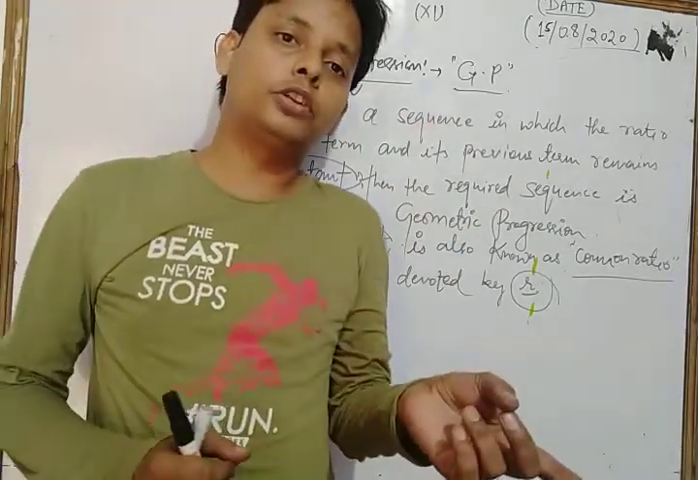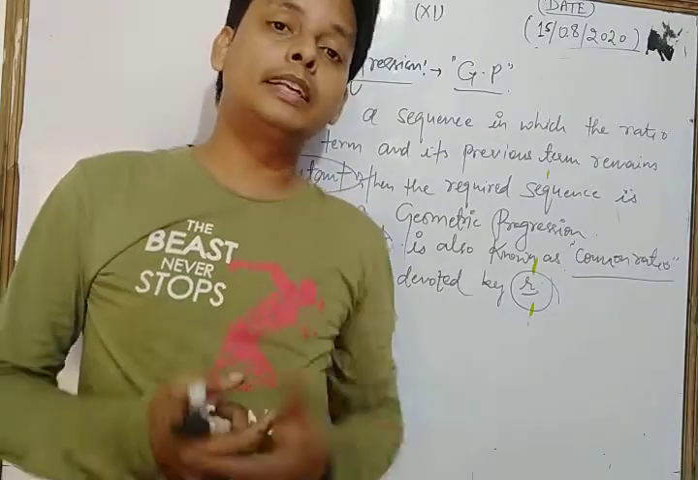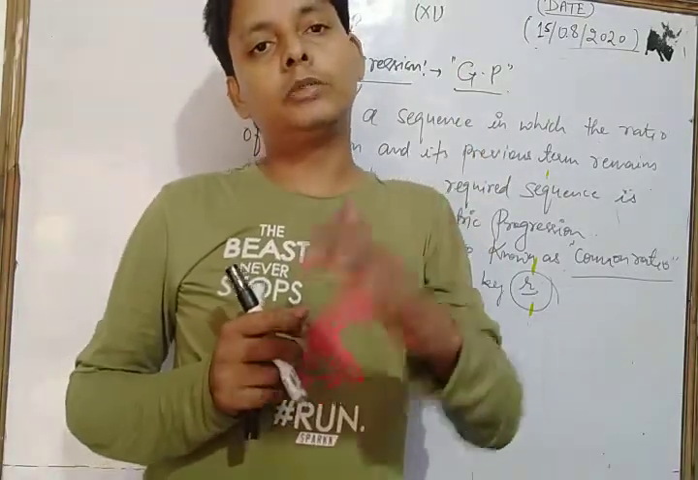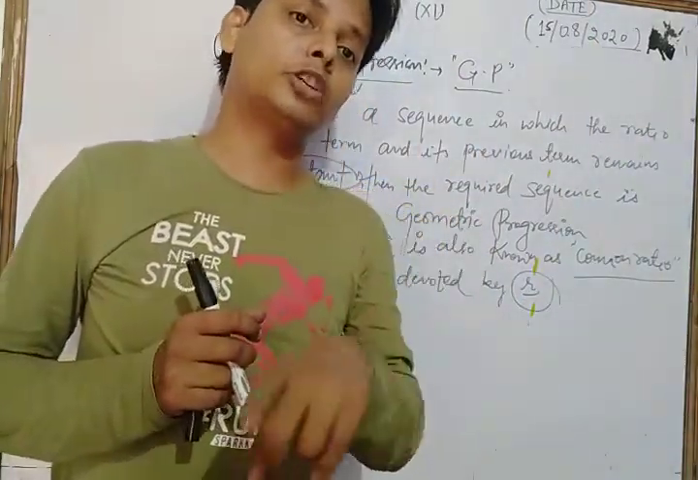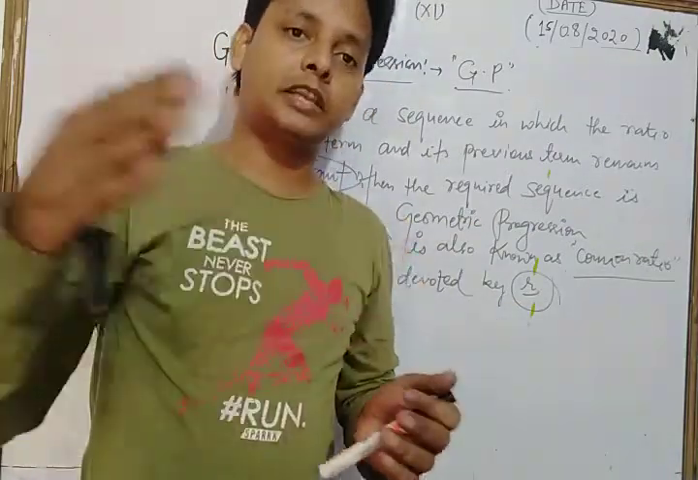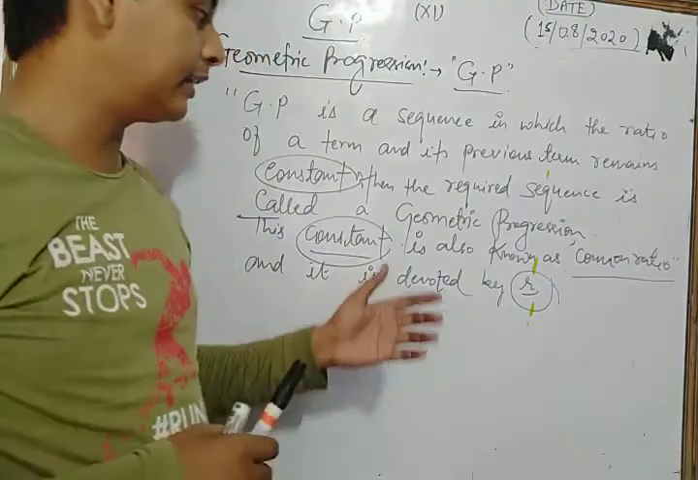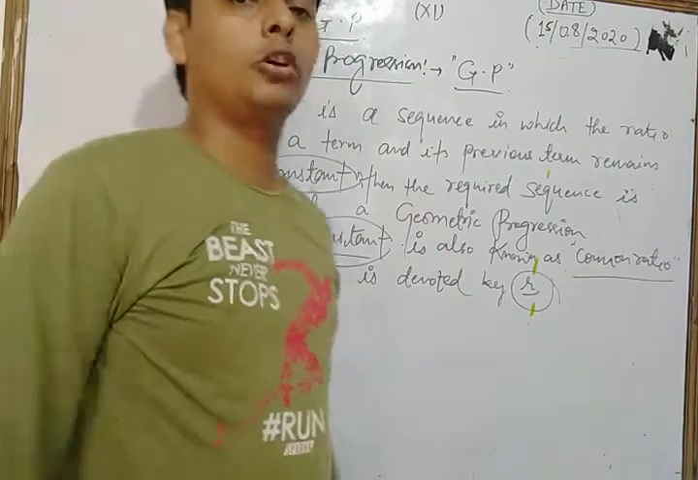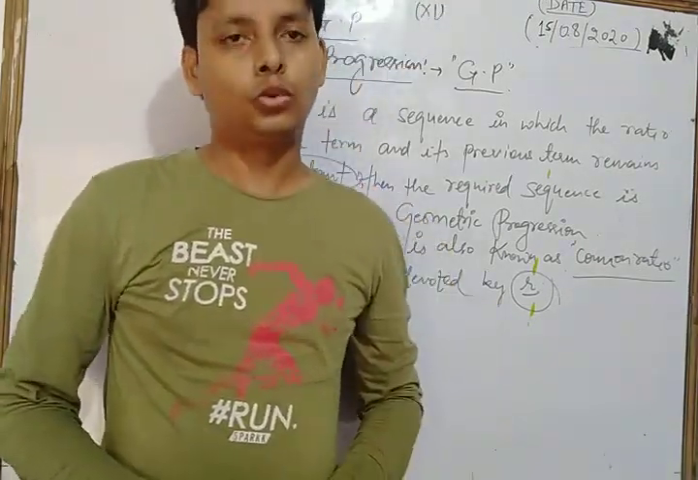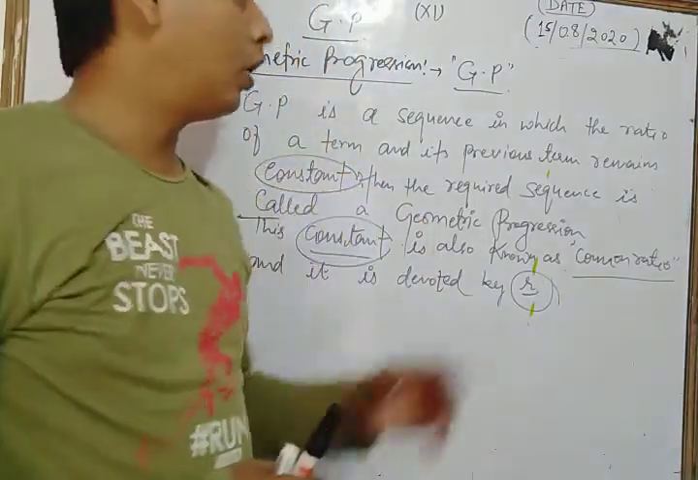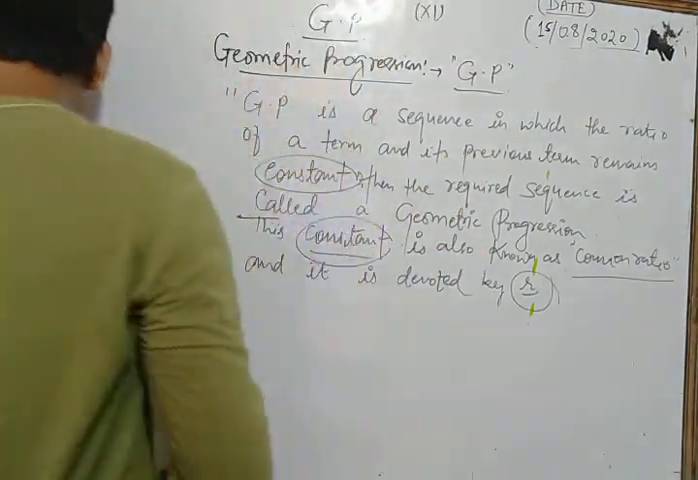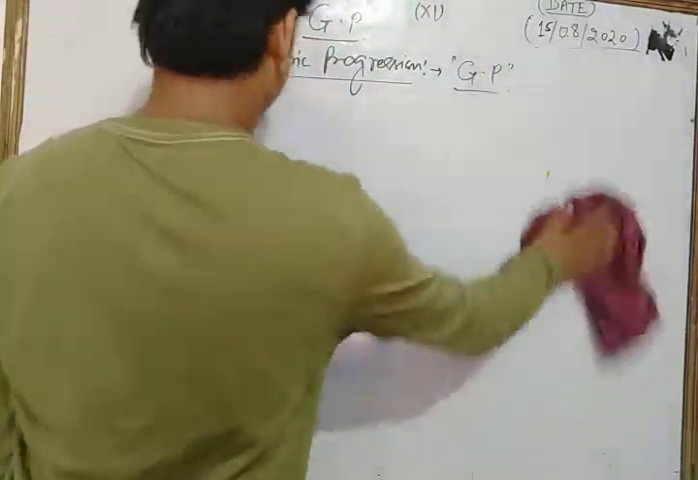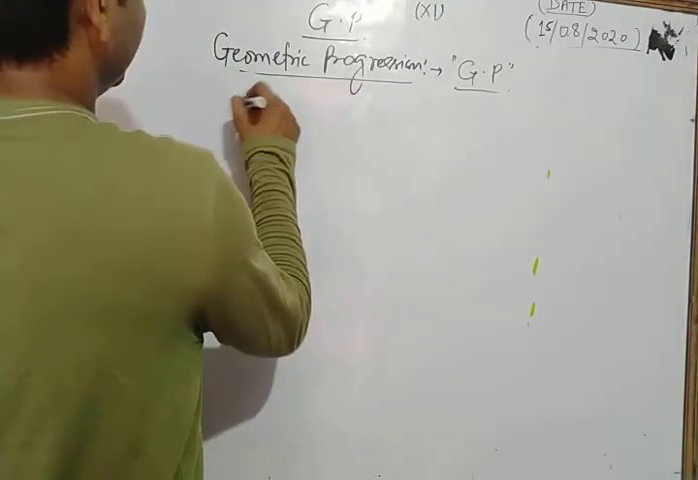In arithmetic progression we observe the common difference, and here we find the common ratio, meaning the ratio between a term and its previous term. If the ratio between a term and its previous term remains the same for all terms, then the given sequence is a GP, and this constant is the common ratio, denoted by r. Now clear, dear students? Now we take some examples of geometric progression.